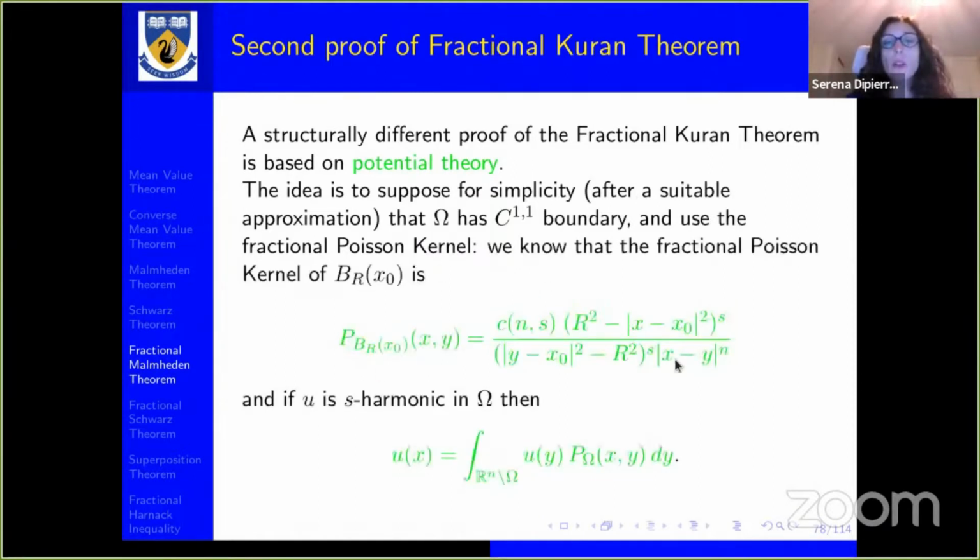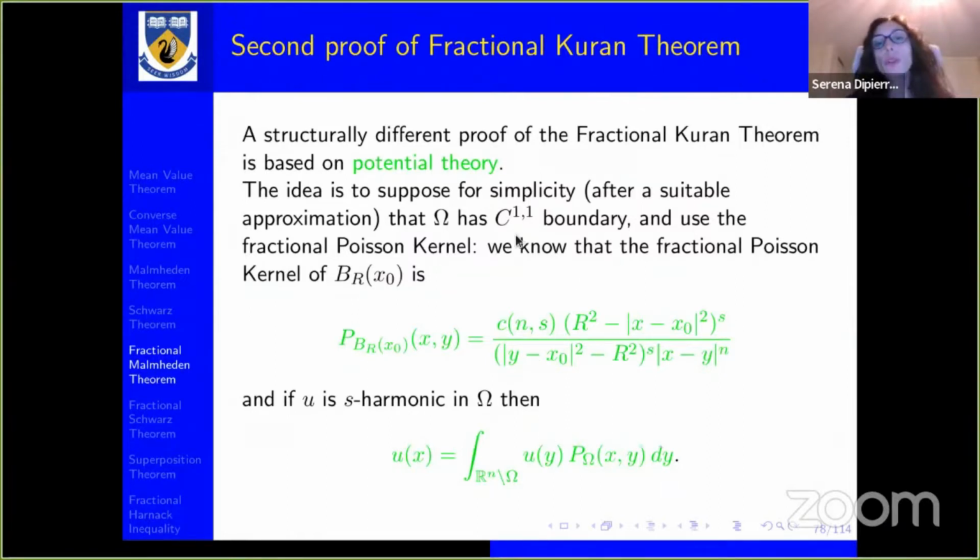So I know the fractional Poisson kernel of the ball. It's written in this way: it's some constant depending on n, the dimension, and the fractional parameter s. Then here I have r squared minus |x|^2 to the power s, for points x in B_R(x0) and y in the complement. So this object is positive, this object is also positive, and then I have |x minus y|^n.